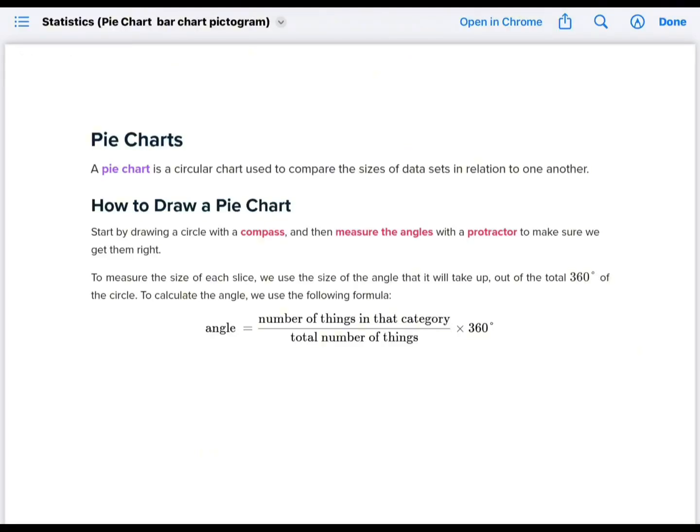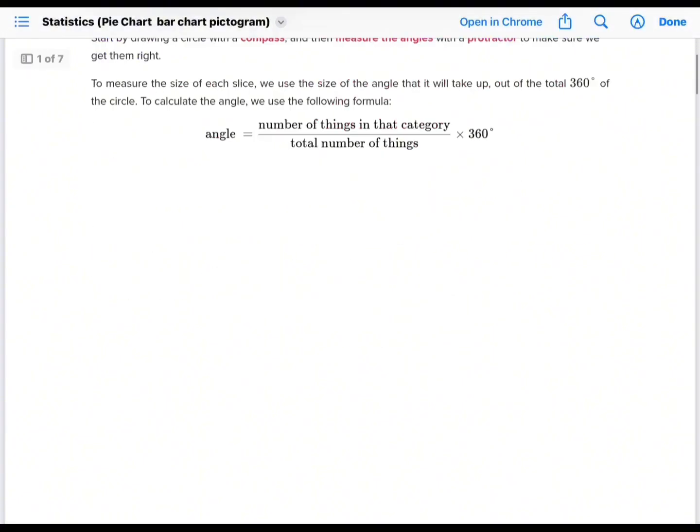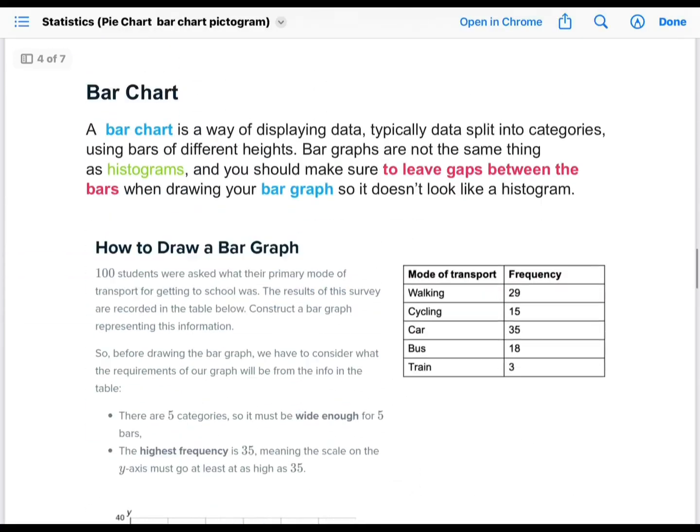So we will continue the topic statistics, and we have done previously the mean, median, mode concept, and today we will do some more concepts related to statistics, that is pie chart, pictorial form, and we also have to do one more topic that is known as bar chart.